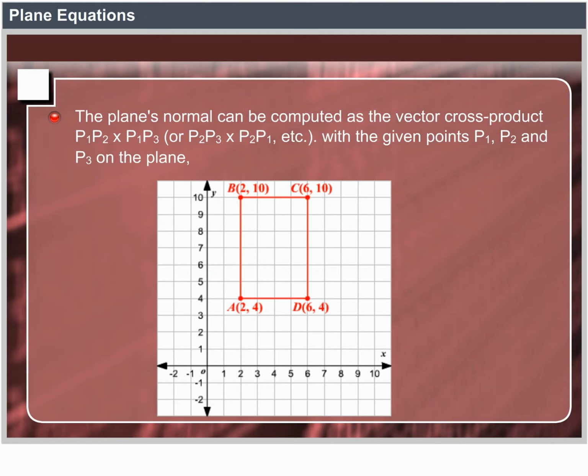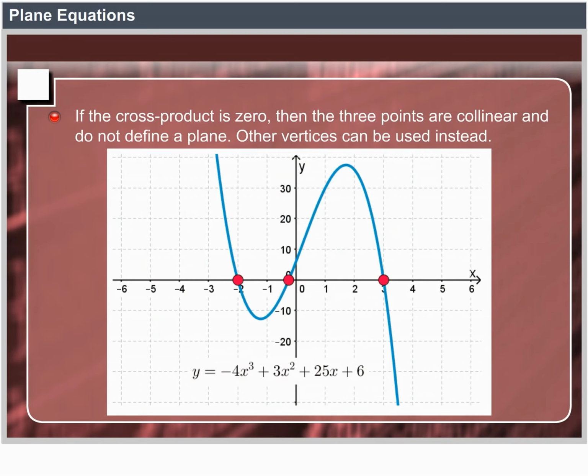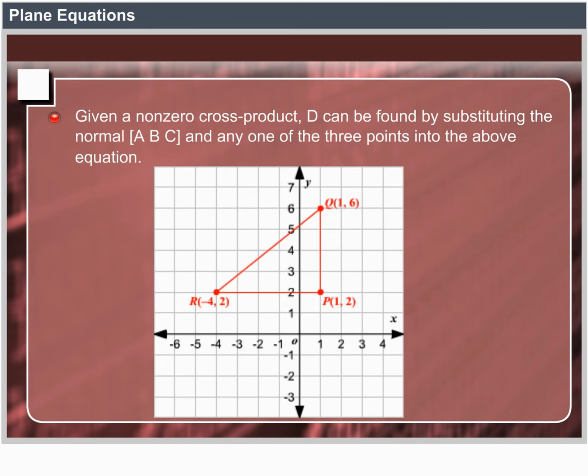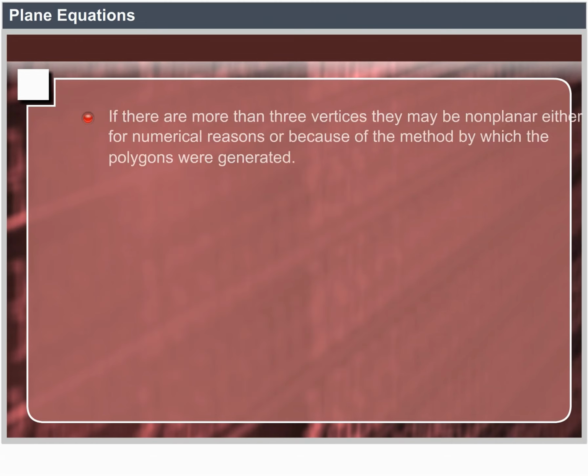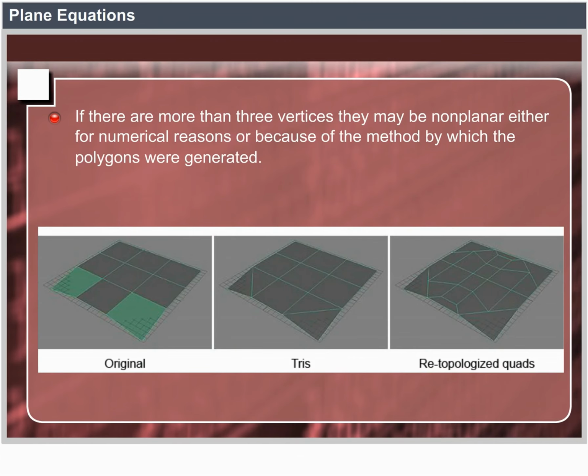If the cross product is 0, then the 3 points are collinear and do not define a plane. Other vertices, if any, can be used instead. Given a non-zero cross product, D can be found by substituting the normal A, B, C and any of the 3 points into the above equation. If there are more than 3 vertices, they may be non-planar, either for numerical reasons or because of the method by which the polygons were generated.